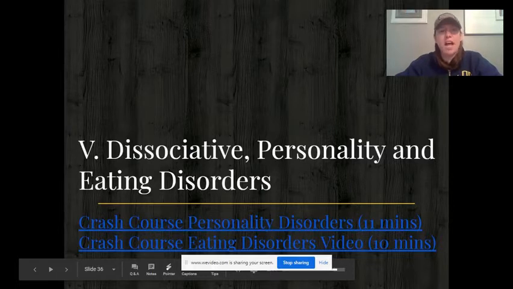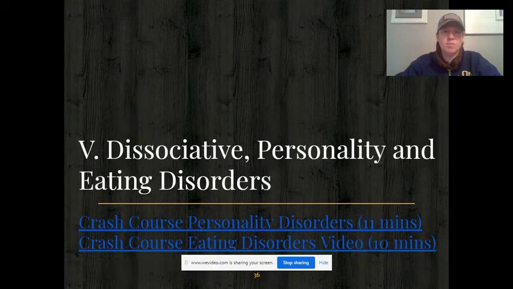So this is section 5, dissociative, personality, and eating disorders. Some random disorders kind of all thrown into one unit, one module, or one part of the unit. So it's kind of weird, a little disjointed, but stick with me.